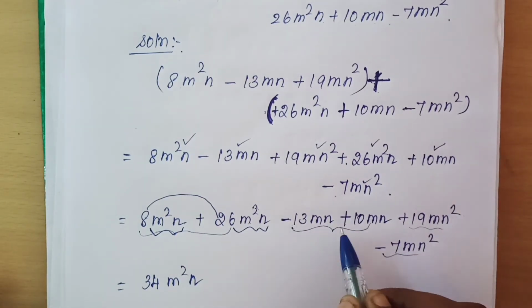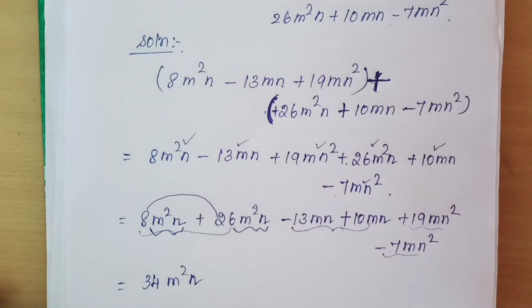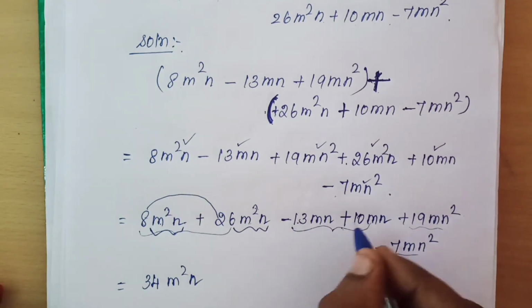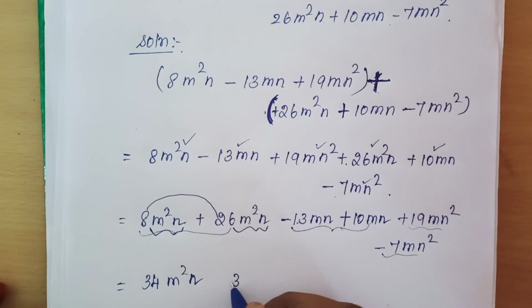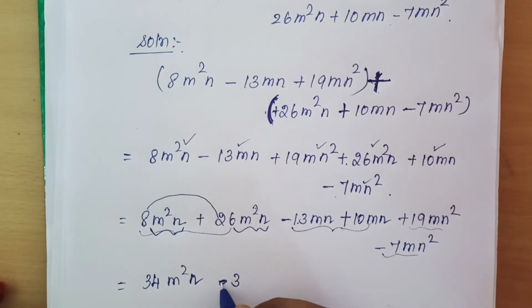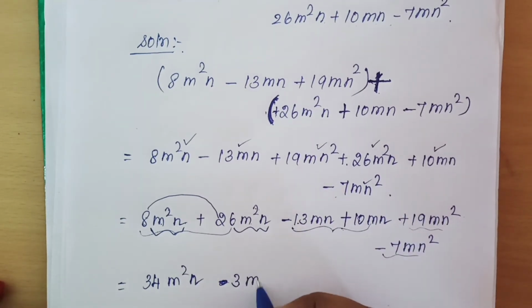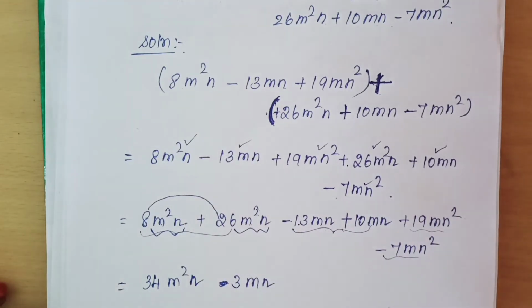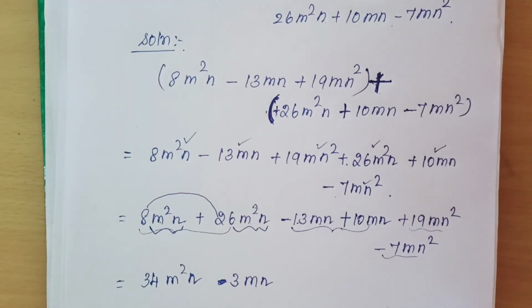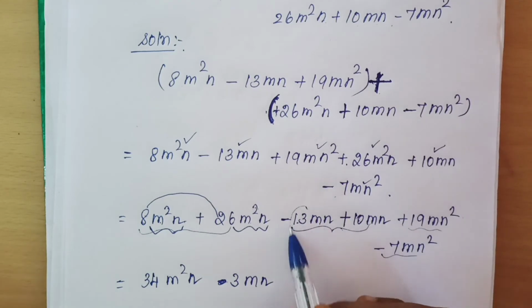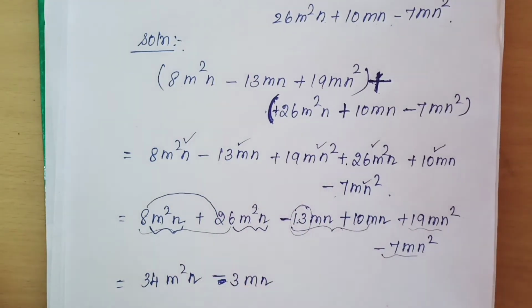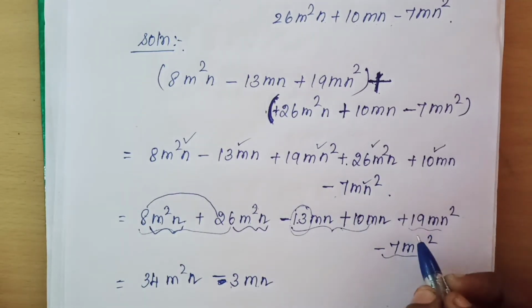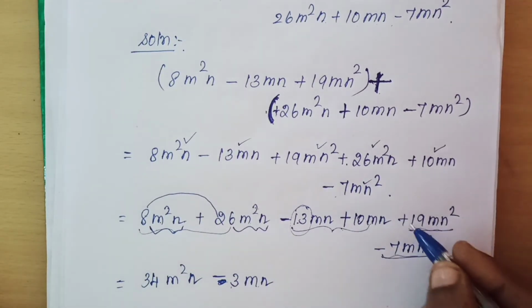Next, minus and plus. Minus 13mn plus 10mn. This is under addition. Two different signs means you will subtract and put the greater number's sign. So subtract: 13 minus 10 is 3. So minus, write it first, 3. Write the variable as it is. So which sign do you have to allot? Which number is the biggest? 13 is your biggest number, right? So which sign do you have to allot? Minus sign. Clear?